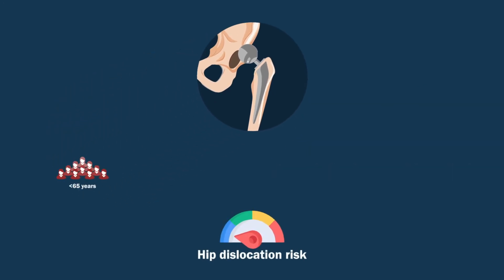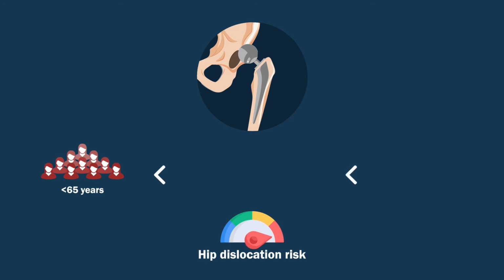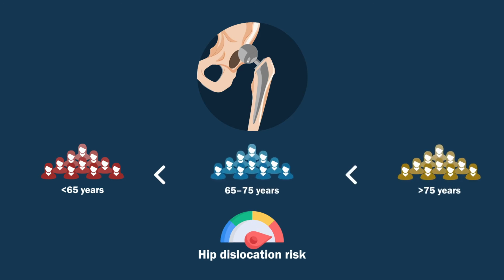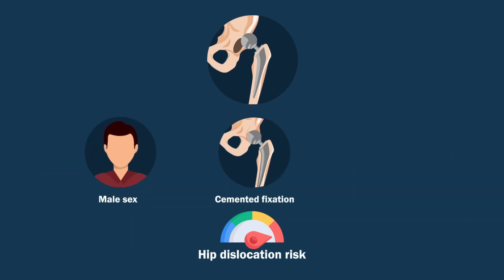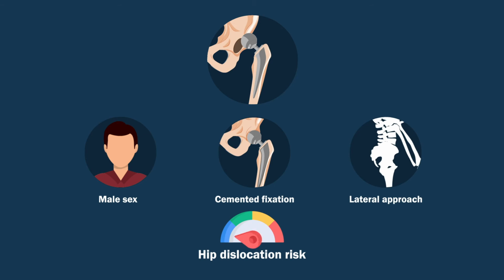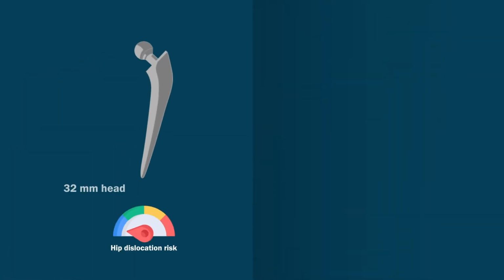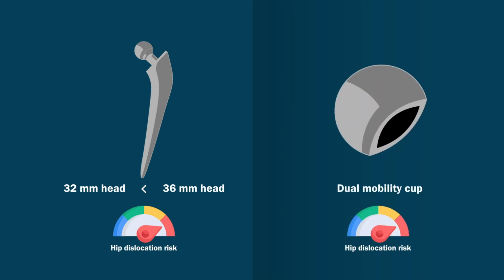Patients below 65 years and above 75 years of age were at a lower and higher risk, respectively, for hip dislocation than those in the 65 to 75 years age group. Male sex, cemented fixation, and a lateral surgical approach were associated with a lower risk. Further, a head size of 32 mm was associated with a higher risk compared to a head size of 36 mm, and dual mobility cups were observed to lower the risk of dislocation.